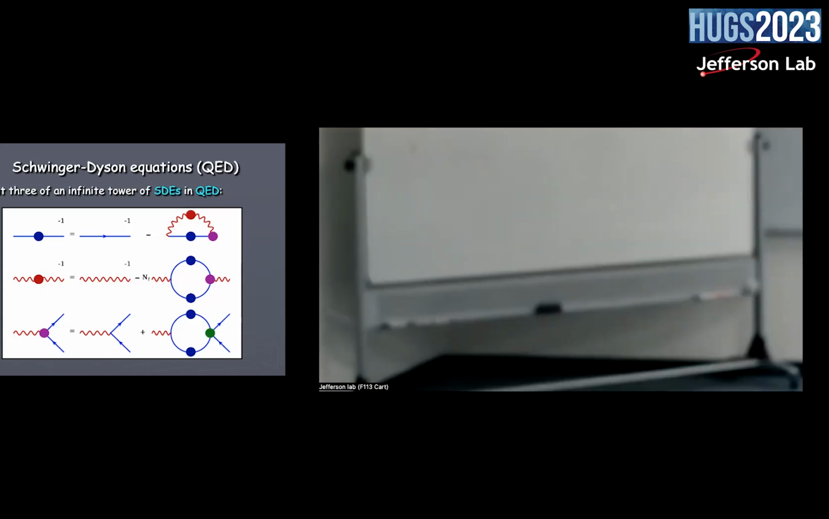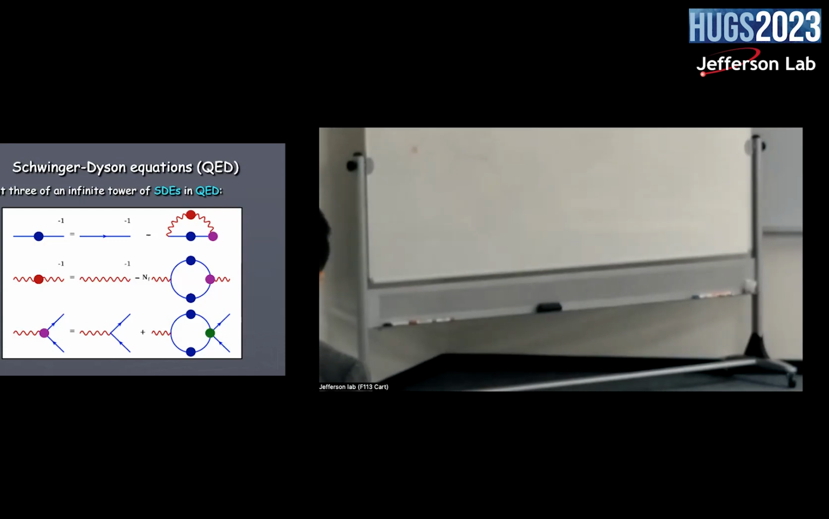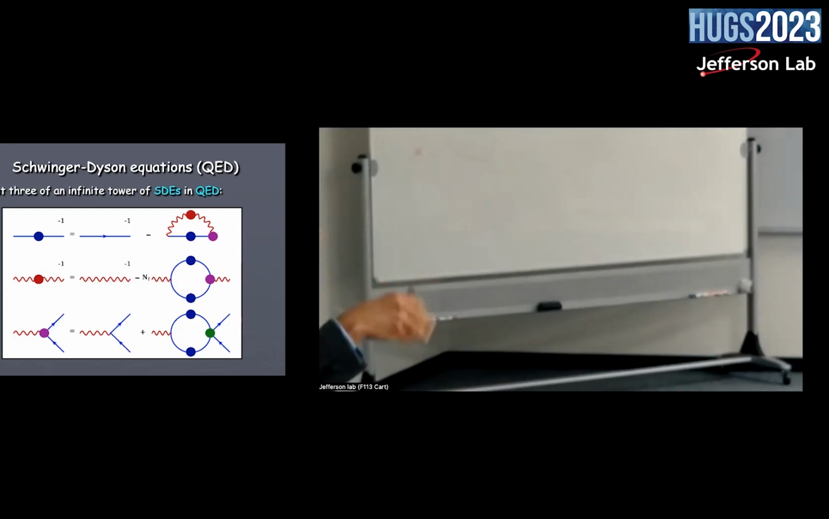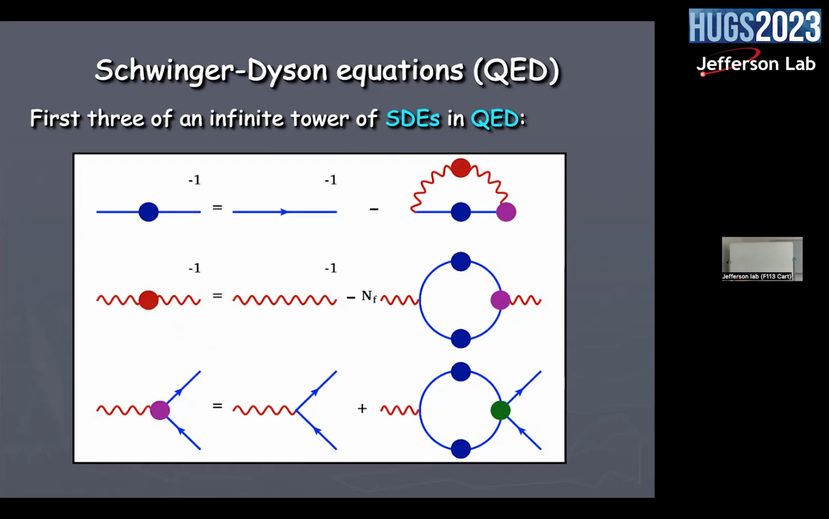Okay, and then you can derive another equation, and that will be related to a 5-point function, which is like, I don't know, 3 particles scattering to 2 particles or something like that. And then 3 particles going to 3 particles. It never ends.